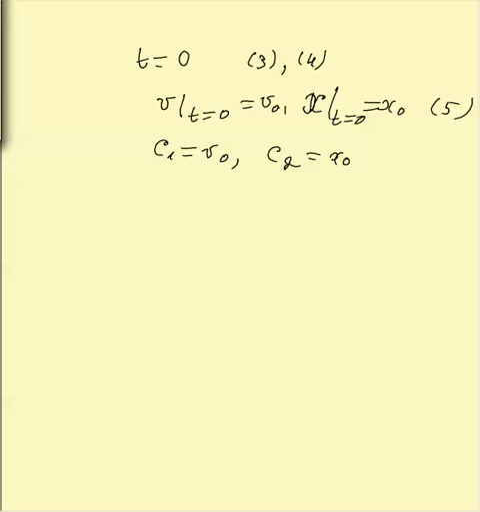Therefore, the trajectory and the velocity of the body in the free fall are written as follows: x equals x0 plus t times v0 minus g over 2 times t square, and v equals v0 minus g times t. Equation 6.